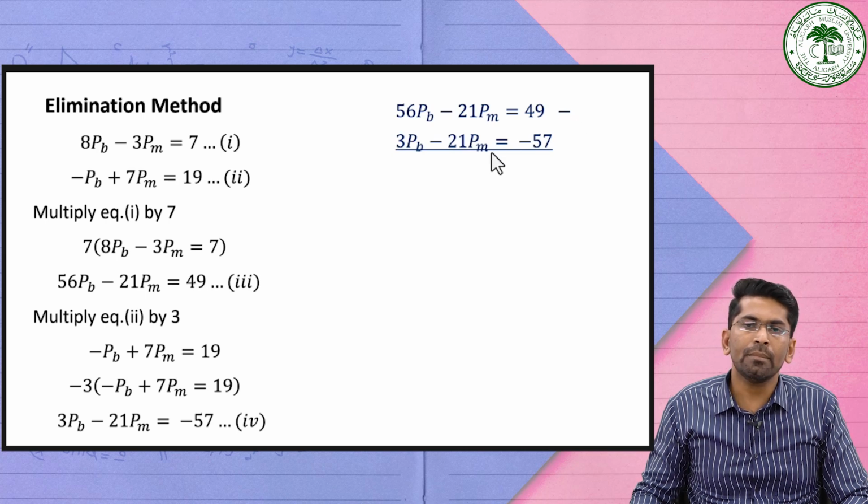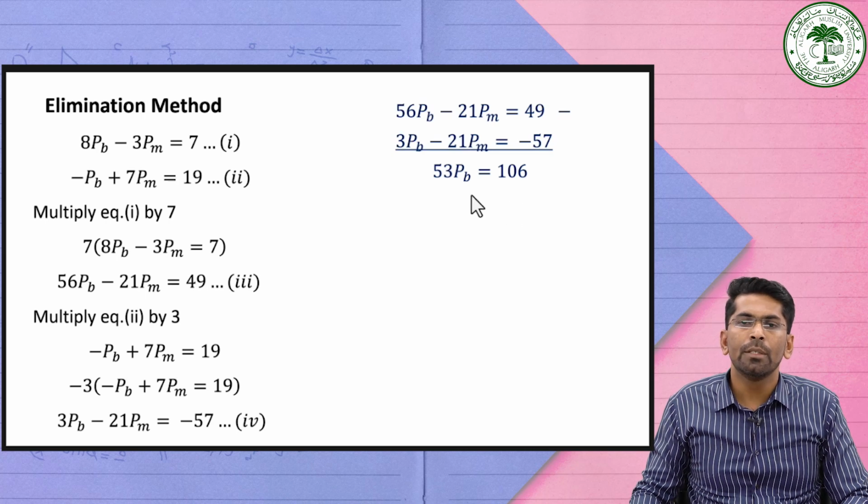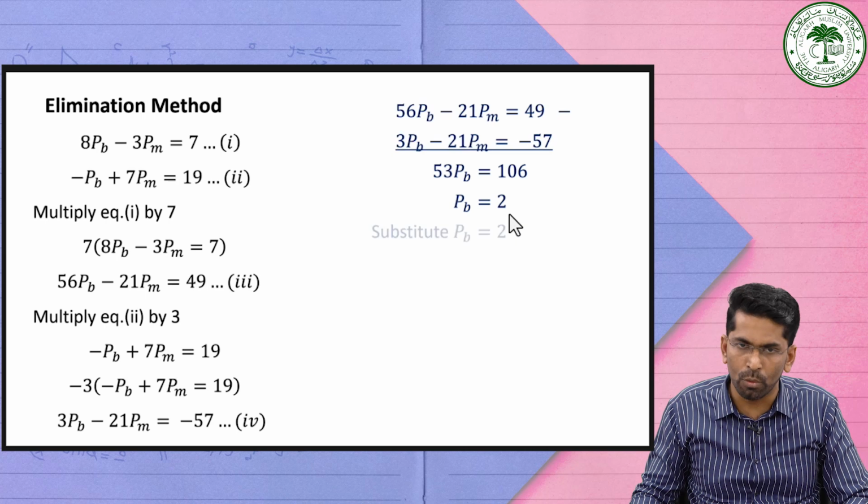So here 56 PB minus 3 PB is equal to 53 PB. The 21 PM minus 21 PM will be cancelled out. So 49 minus 57 would be, with the sign, 49 plus 57, which is equal to 106. So we have 53 PB is equal to 106. Dividing both sides of the equation by 53, we can isolate PB, which is equal to 106 divided by 53, which is equal to 2.